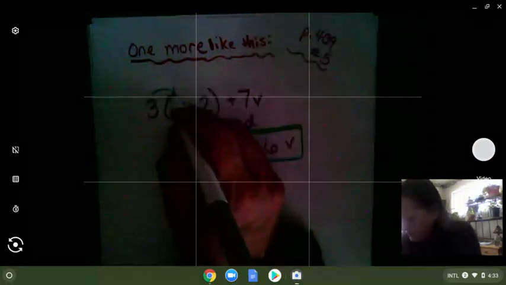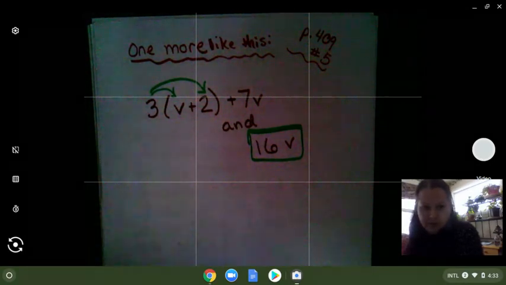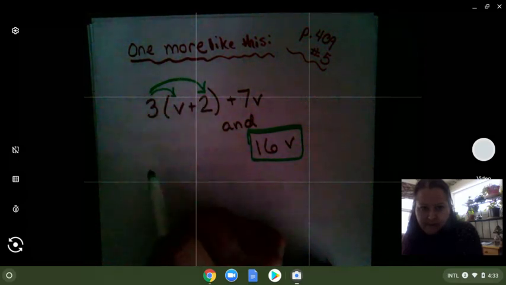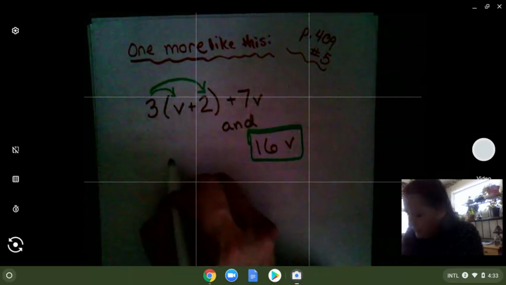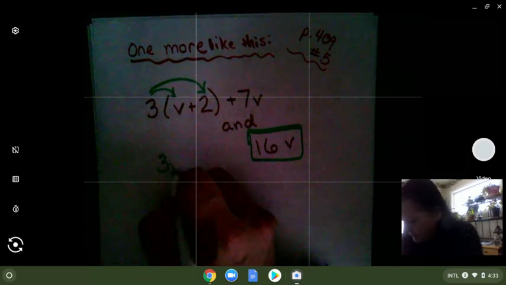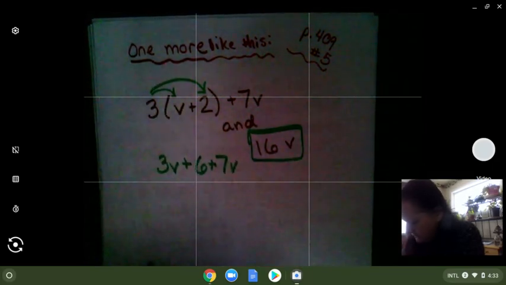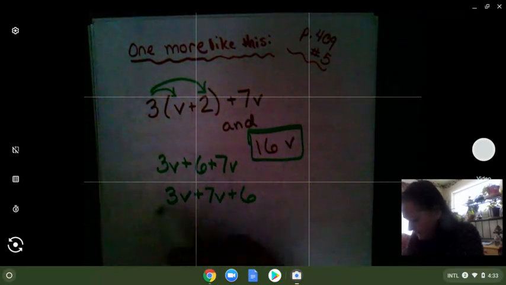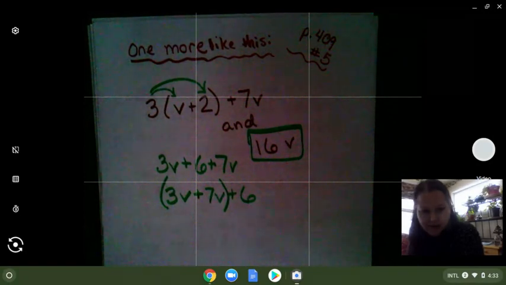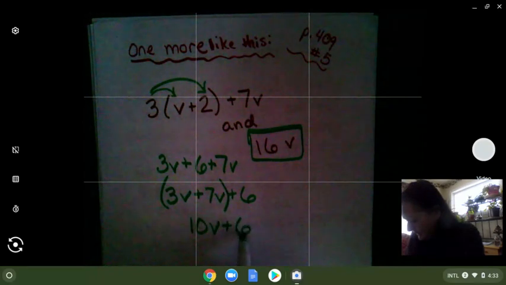First I see I can use my distributive property to distribute that 3 across both of those. Whenever you see a variable inside the parentheses, you might want to check to see if you can use that distributive property. So I have 3 times v plus 3 times 2 is 6 plus 7v. I want to get my v's together, so I'm going to switch these two up: 3v plus 7v plus 6. Now I'm going to associate these two together and combine them. 7 plus 3 is 10, so we have 10v plus 6.